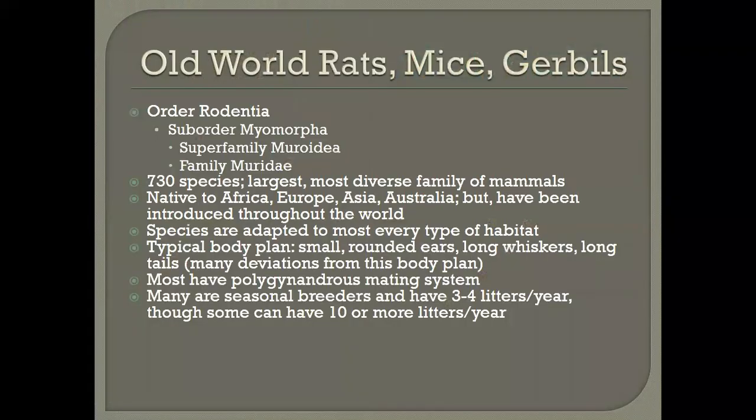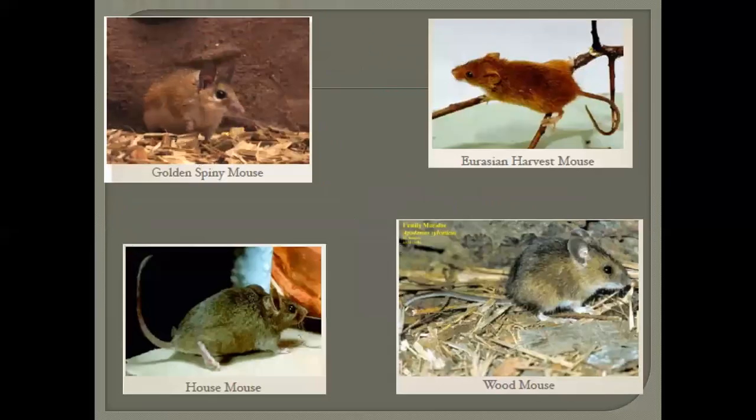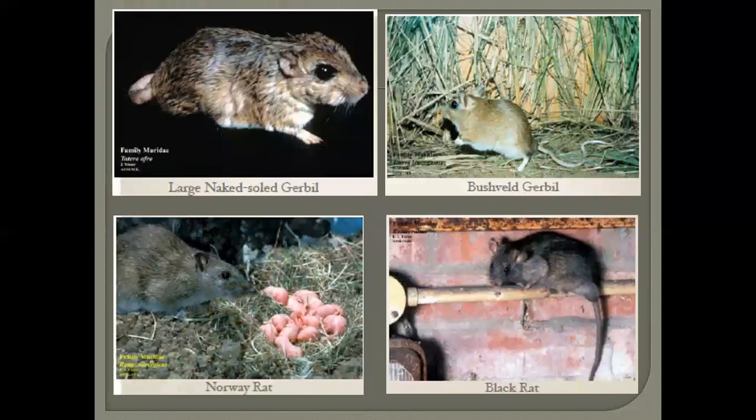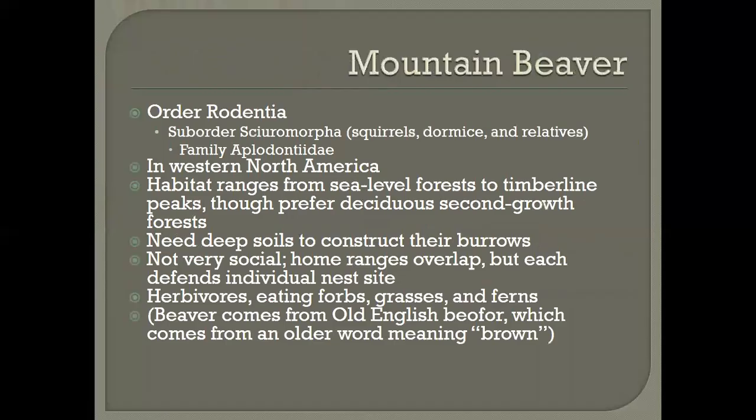Which brings us to our Old World rats, mice, and gerbils. 730 species here. They're well adapted for life in every habitat as well. They have the same typical body plan. These do not necessarily have as many litters per year, but some in this group have 10 or more litters a year. They have a different mating system than our last group, being polygynandrous. Some of the mice, gerbils, black rat, Norway rat.